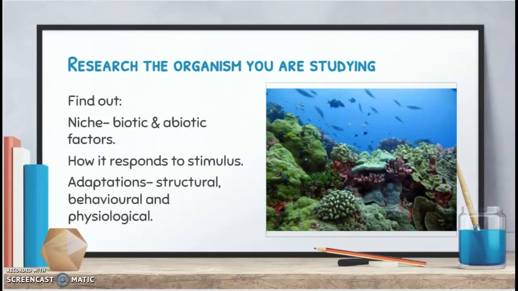Your teacher may dictate which plant or animal you're going to investigate, but you'll need to choose the independent variable. Before you start, research your organism. What's its niche like? Where is it in the food chain? What abiotic factors affect it? How does your organism respond to changes in those abiotic factors? And what adaptations does it have to survive in that habitat?